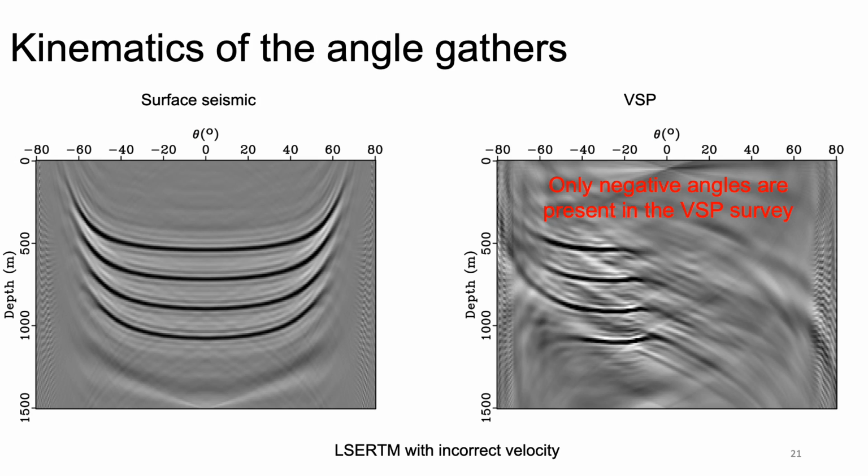The subsurface offset common image gathers are then transformed into angle domain common image gathers using slant stack. The events in the angle gathers are curved up, indicating that the migration velocity model is slower. In the VSP survey, only negative angles show up because the subsurface image points are on the right-hand side of the receiver line.